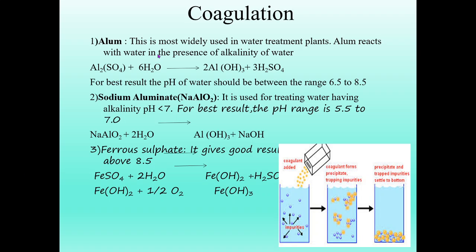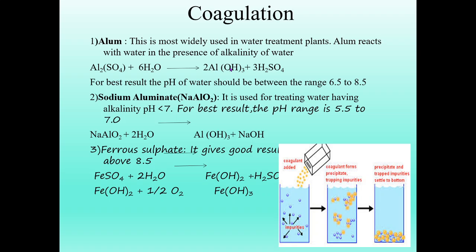Alum. This is the most widely used coagulant in water treatment plants. Alum reacts with water in presence of alkalinity, or this alum also reacts with calcium bicarbonate. But we'll see what is the reaction of alum with the water. I've told you that this coagulant reacts with the water to form the floc.